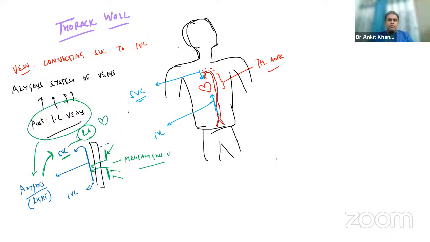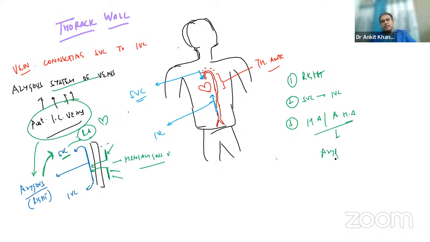Okay, sir, fine. So we have the azygous vein, which is on the right side of midline. Let me write the points over here. It is on the right side of midline, and it connects SVC to IVC. And the other veins in this system are the hemiazygous and accessory hemiazygous veins, but ultimately they also drain into the azygos, which drains into the SVC. Fine, sir. Got it? Okay, got it.